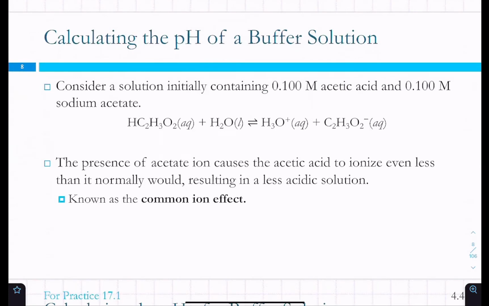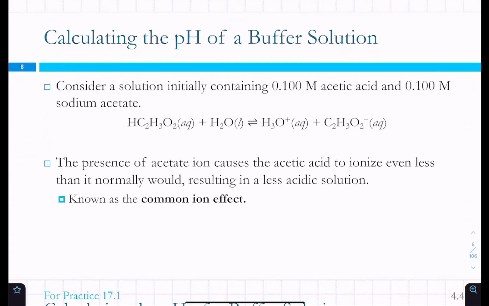So if we have a solution that initially contains 0.1 molar acetic acid and 0.1 molar sodium acetate, so we've got significant quantities of the weak acid and the weak base. The presence of the acetate ion causes the acetic acid to ionize even less than it normally would, resulting in a less acidic solution than if you just had acetic acid by itself. And really, the opposite is happening also, right? If you just added sodium acetate to a solution, the presence of acetic acid is preventing that from stealing hydrogens from water to form more hydroxide. And so that common ion effect is what causes the balance.